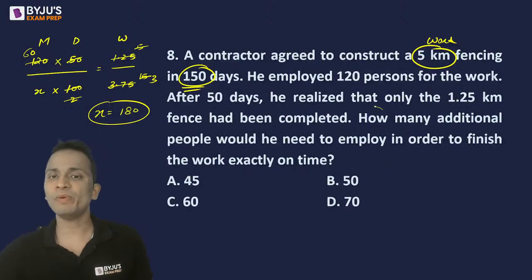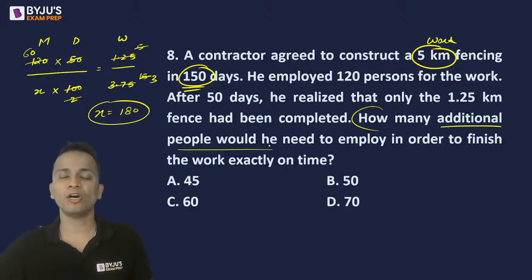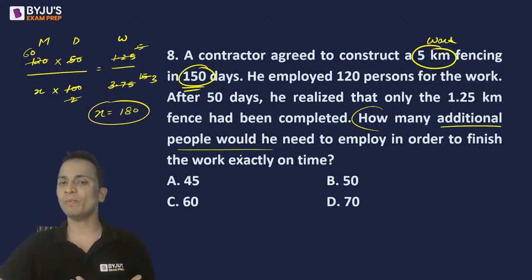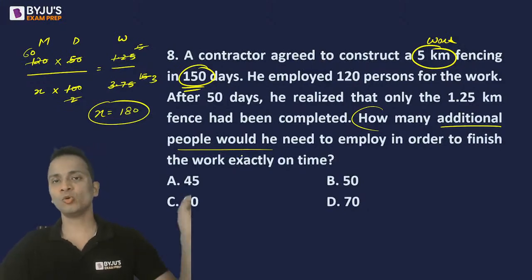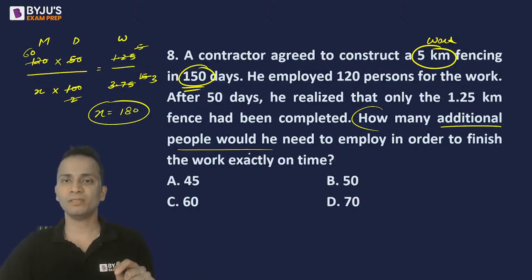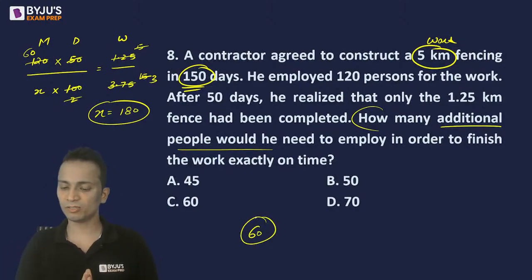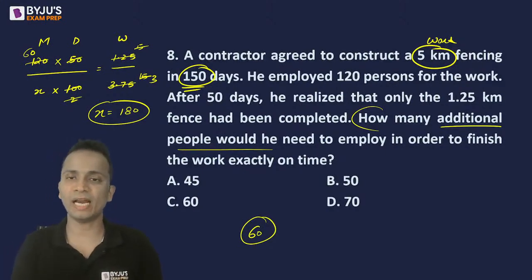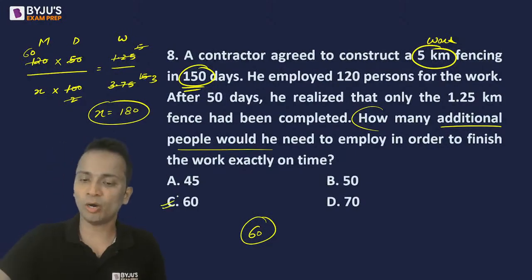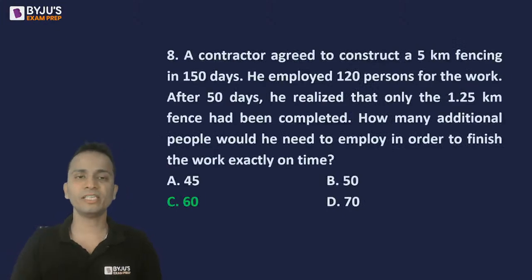The question is, how many additional people would he need to employ in order to finish the work? Originally there were 120 people. Now for the remaining part, 180 people are required. That means additionally 60 people will be added. So 60 more people will be added and the work will be finished on time. The correct answer being option C. All right, so option C, yes, it is application.